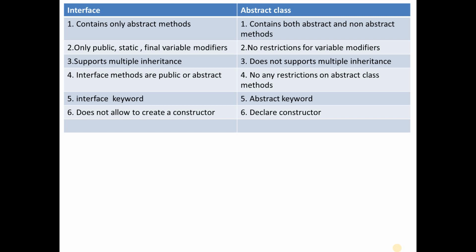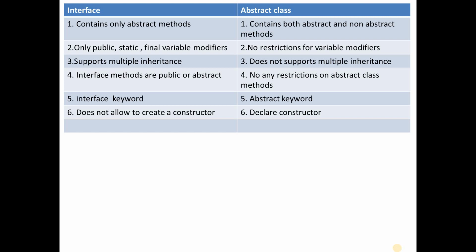But an abstract class contains abstract as well as non-abstract methods. What are abstract methods? Abstract methods are only method declarations using the abstract keyword, and non-abstract methods are regular methods. That means a return type, then the method name, then parentheses, and after that the implementation or body of the method. Both kinds of methods are acceptable in abstract classes, but an interface only allows abstract methods.